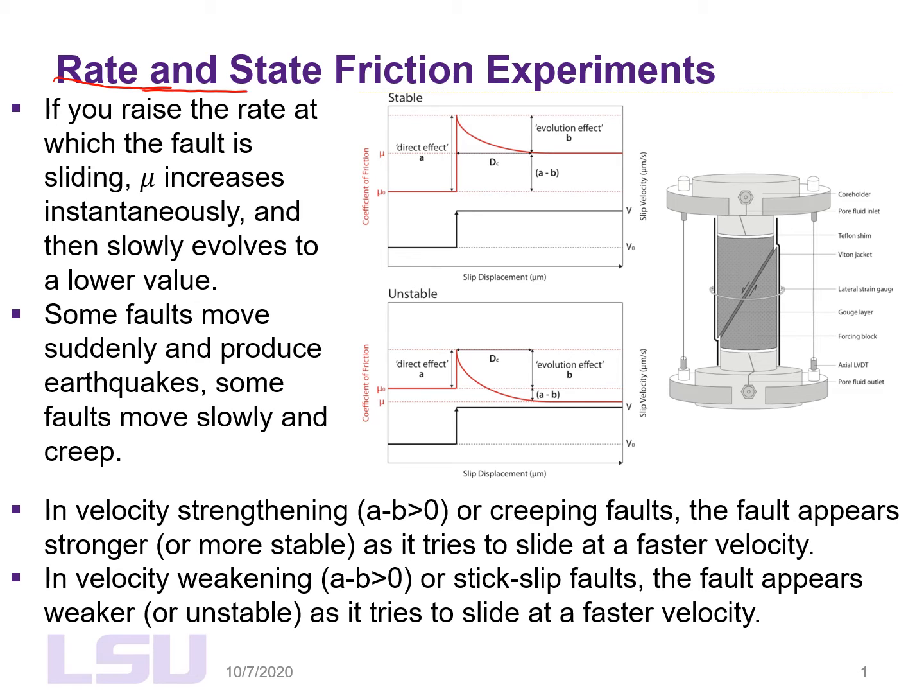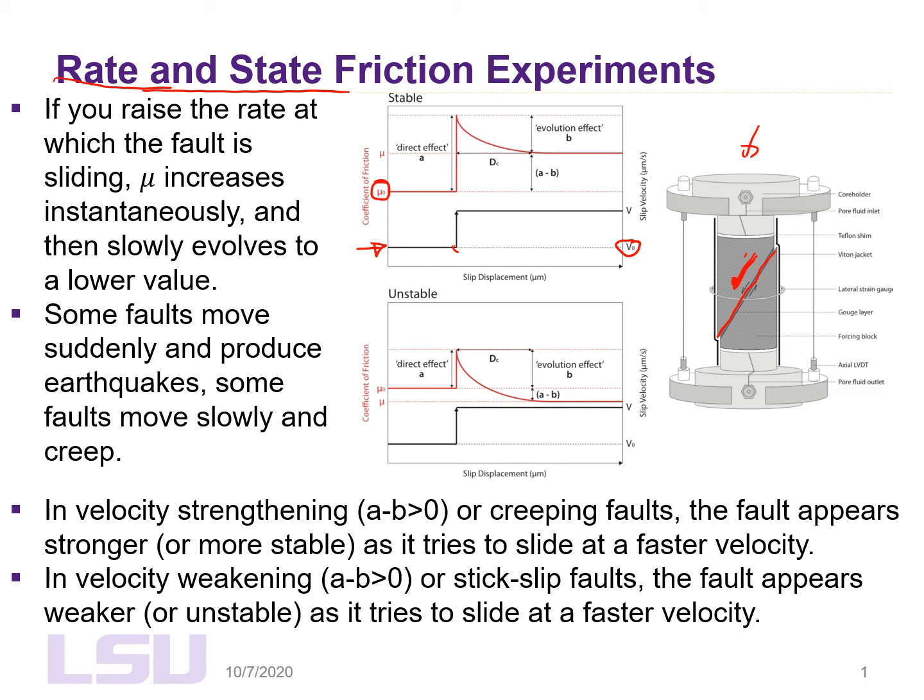Rate and state friction experiments are illustrated here. You have a core with a fault, and the experiment is such that you're going to slide the fault block across the fault surface at two velocities. So you start out at the lower velocity V0, which is shown here, and you measure the coefficient of friction, it's mu naught.